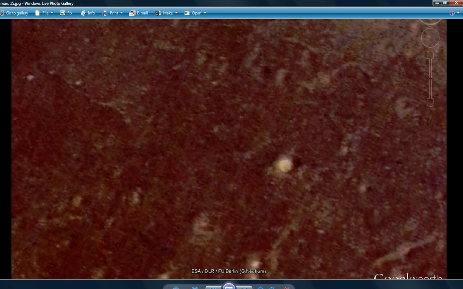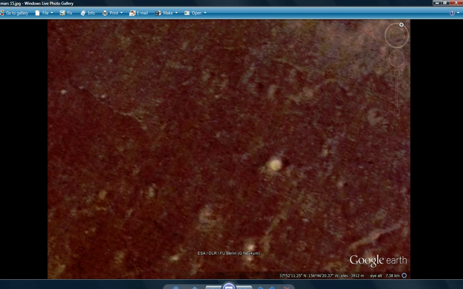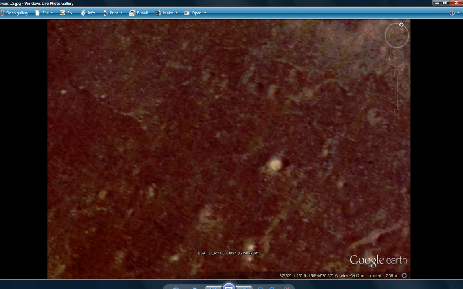This is on Google Earth. 37 degrees north and 156 west. You can get the coordinates from the picture. At any rate, I don't know why it's in red, although I'm able to swindle people into not understanding that they're seeing vegetation. Or perhaps something else.